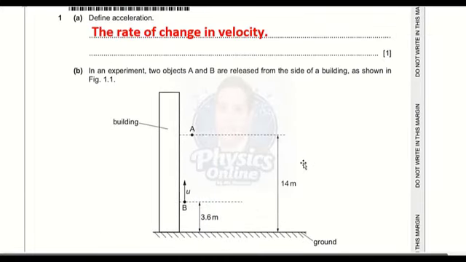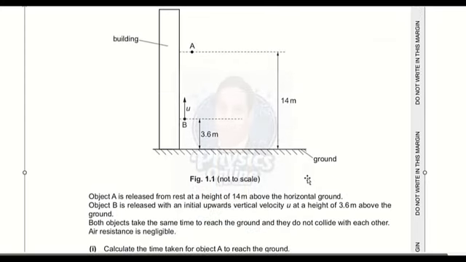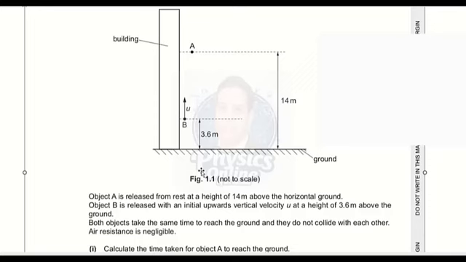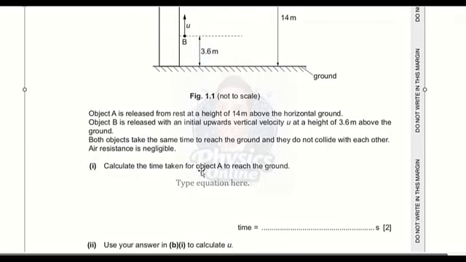Question B. In an experiment, two objects A and B are released from the side of a building as shown. Object A is released from rest at a height of 14 above the horizontal ground. Object B is released with an initial upward vertical velocity u at a height of 3.6 above the ground. Both objects take the same time to reach the ground, and they do not collide with each other. Air resistance is ignored. Calculate the time taken for object A to reach the ground.